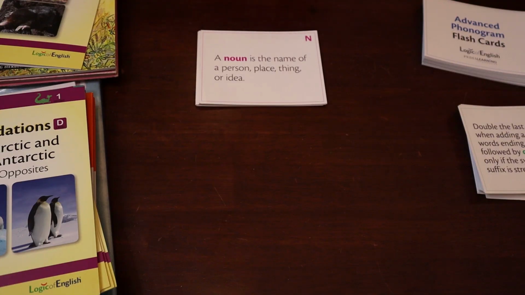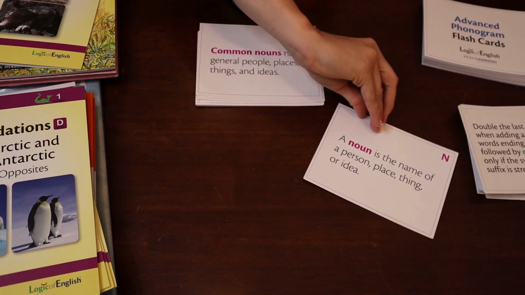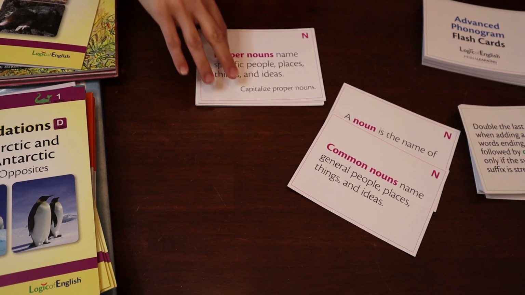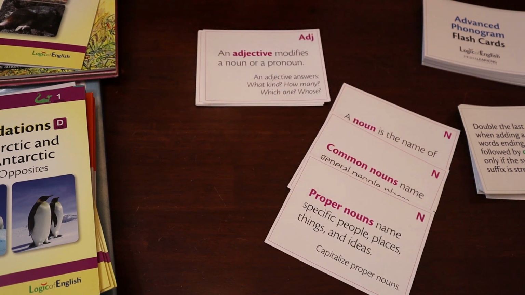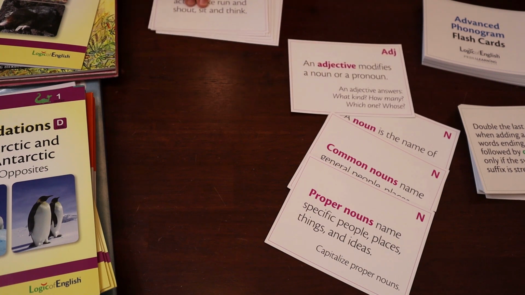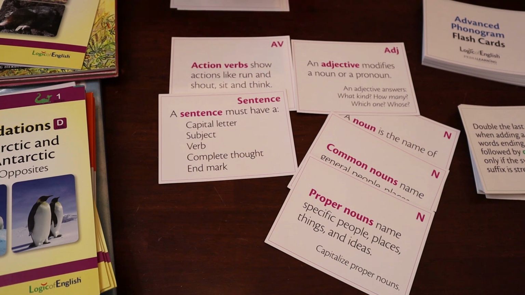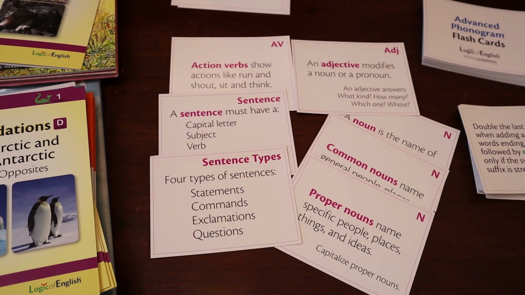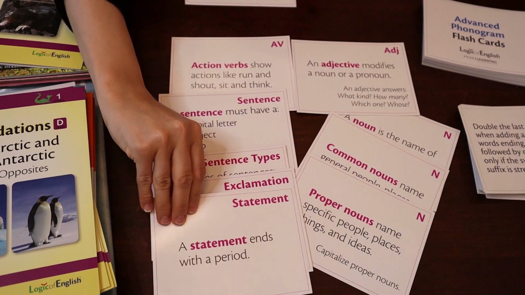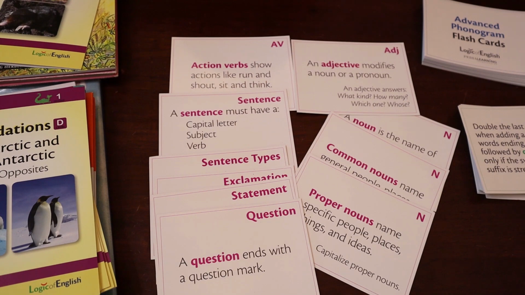The next thing that we see is our grammar cards. There are 10 grammar cards that you're going to be going through in level D. Very common parts of speech. You're going to be teaching nouns, common and proper nouns. You're also going to be going through verbs and adjectives, as well as what a sentence structure should be. A sentence has to have a capital letter, and it must have a subject, a verb, and a complete thought with an end mark. So you're going to be going through how to create a sentence with your kids.